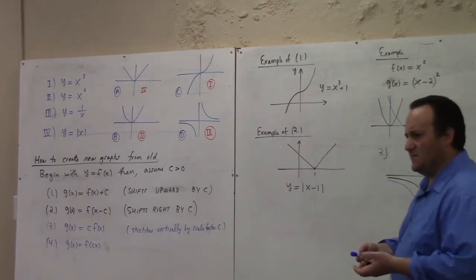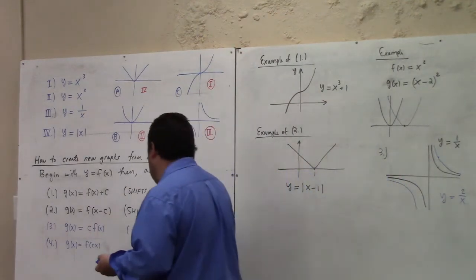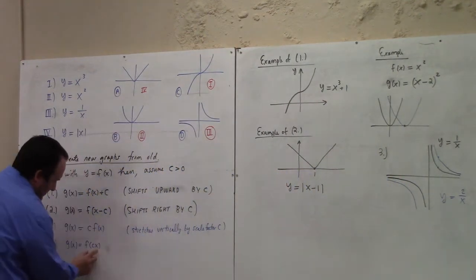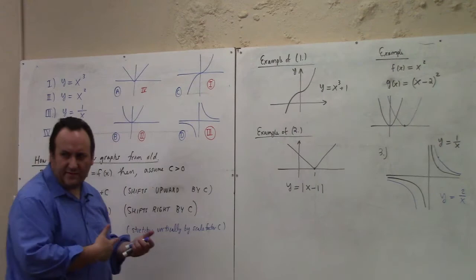Let's see what happens when we take the function and put in a multiple times the argument. What does that do?